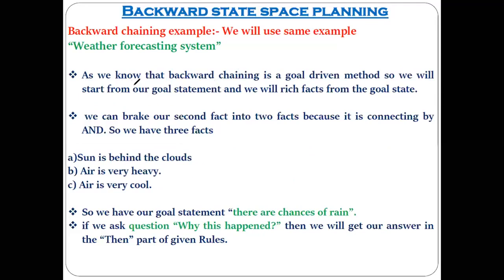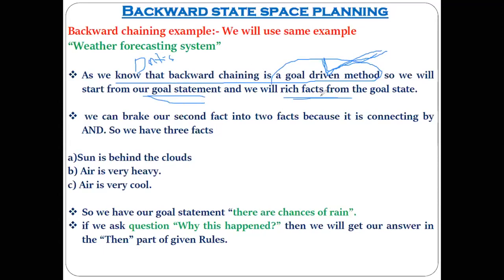Now, as we have seen, the forward state space search is called a data-driven method, correct? Because we are starting from the data and trying to reach the goal. Now this backward state space search is called a goal-driven method, opposite to the data-driven method. Why is it called goal-driven? Because we are starting from the goal and we'll try to reach the fact. Opposite to the first concept.